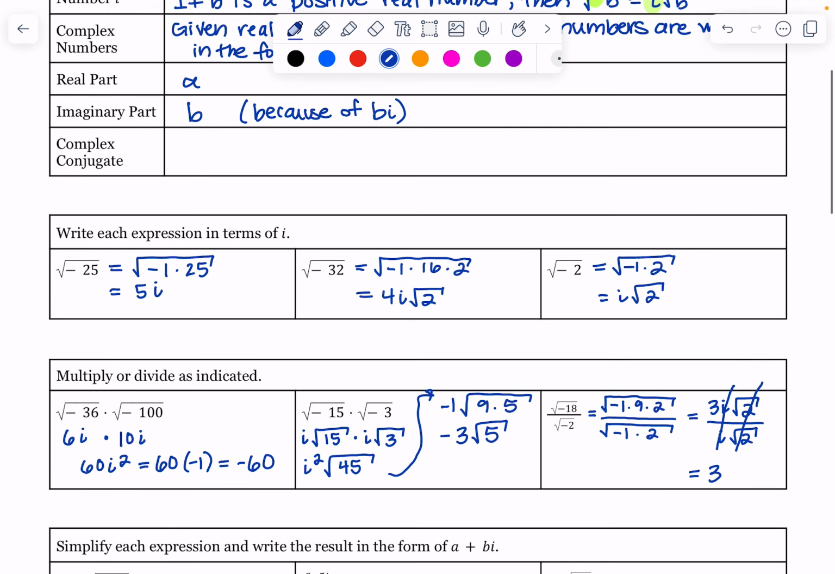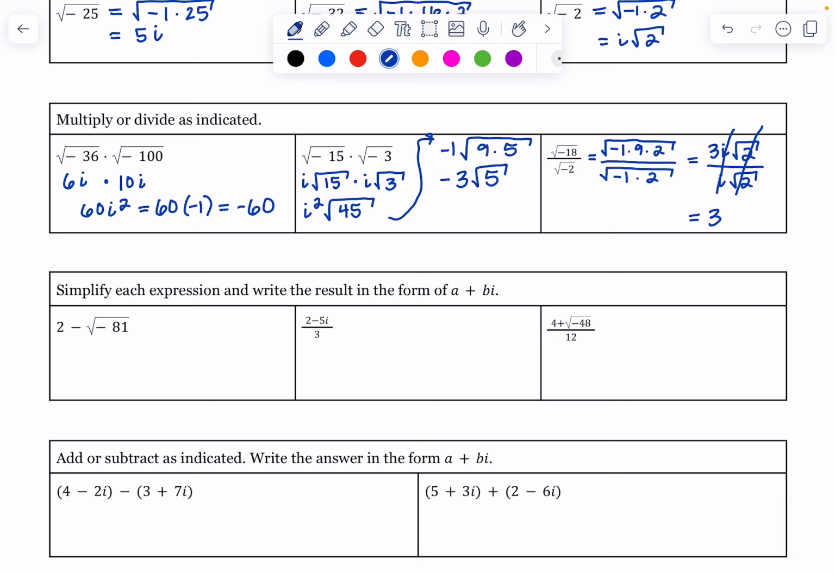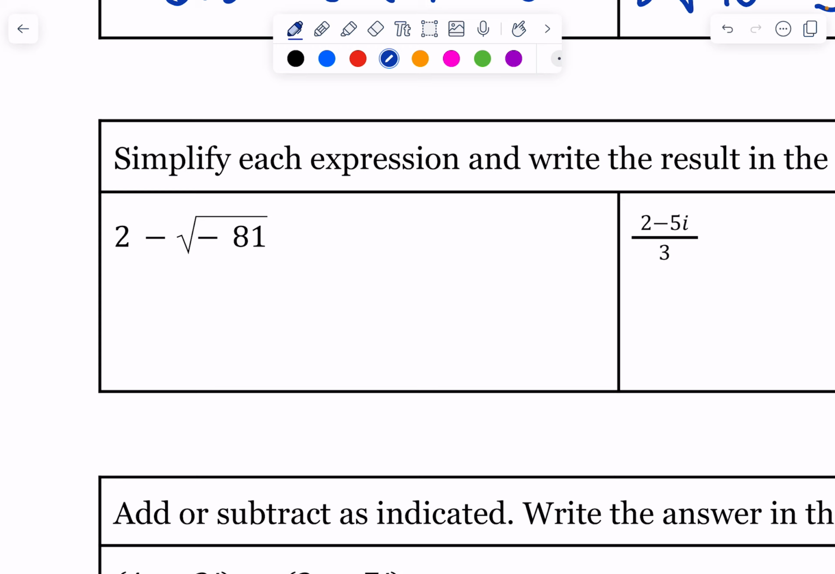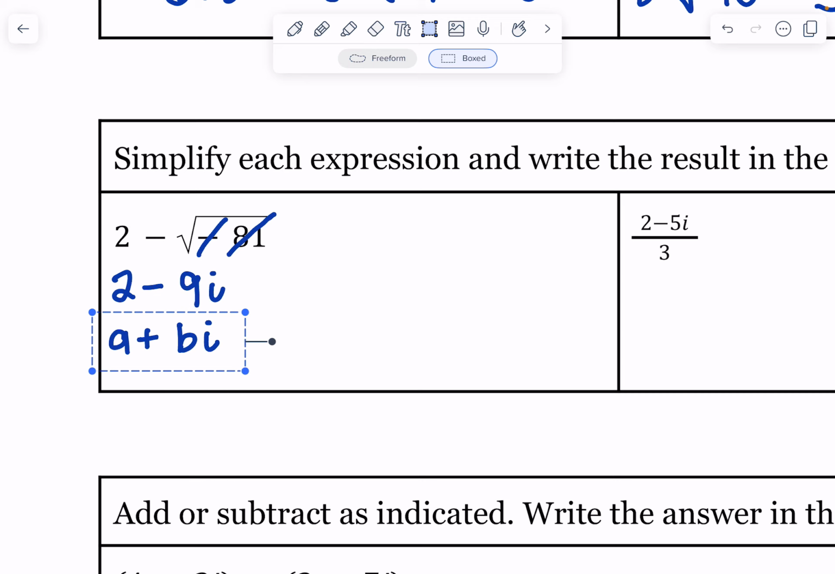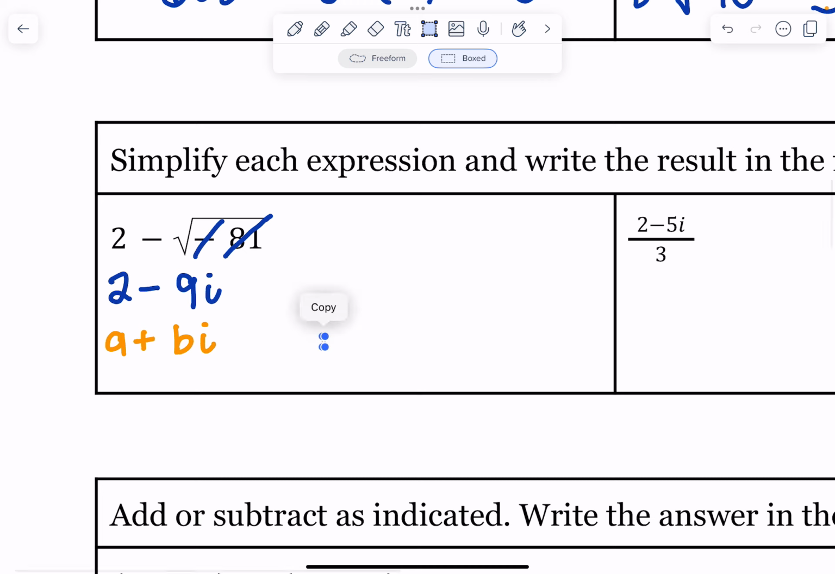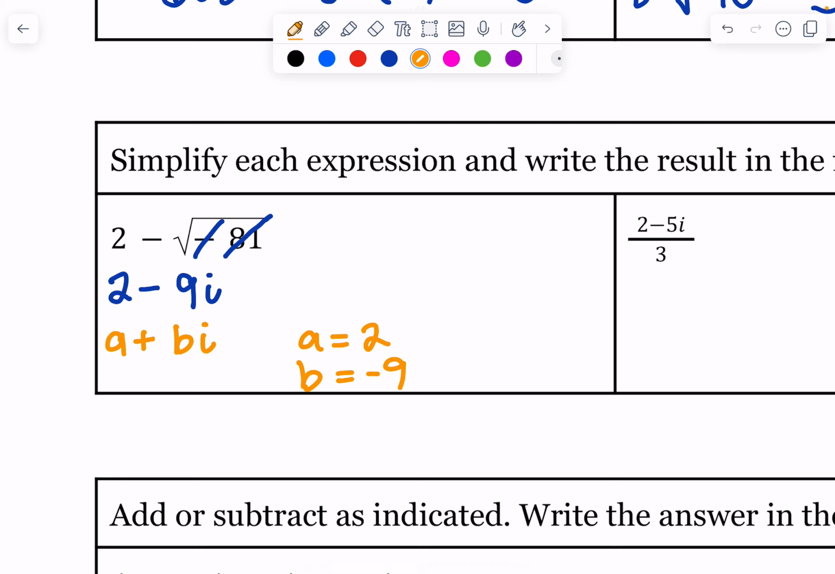Okay, so let's go work this next section. It says simplify each expression and write the result in the form of a plus bi. So we have the square root of negative 81. And we know that the square root of 81 is 9. The square root of the negative 1 would be i, so this would be 2 minus 9i. And this is already written in the form of a plus bi. Let me change colors real quick so you can see that. So for this problem, our a would be 2 and our b would be negative 9. So not important, but just so you can see that it is in the form a plus bi.